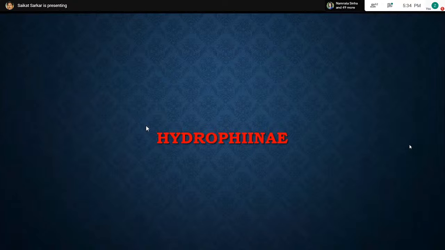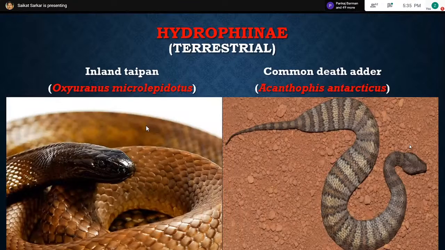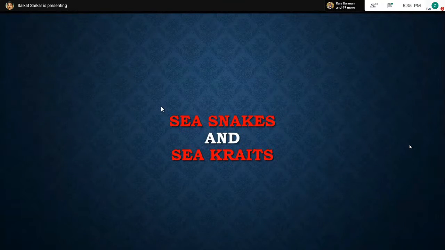Now this is hydrophini, that is the sea snake group. Now the sea snakes, and the hydrophines that are found in terrestrial environment, that I discussed a few minutes back, that is inland taipan, common death adder. These are the terrestrial species found in Australia, falling under subfamily hydrophini. And then come the sea snakes and the sea kraits.